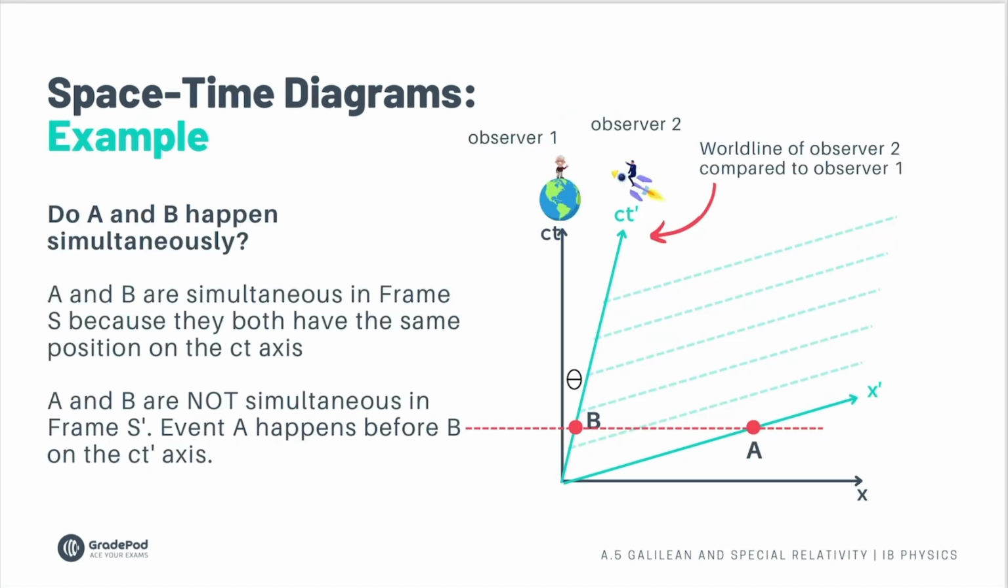I'd like to solidify this with an example. So slightly different, just two different events, A and B. And the question is, do events A and B happen simultaneously? We'll start in observer 2's frame of reference, looking at this CT-dashed axis. If we extrapolate back to the CT-dashed axis, event A happens there, and event B happens here on the CT-dashed axis. As we move up the CT-dashed axis, A happens first and B happens second. So A and B are not simultaneous.